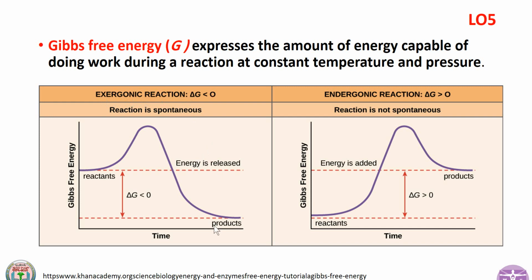So the product energy minus the reactant energy will be negative. The reaction is exergonic, and the reaction is said to be spontaneous because it does not need energy to be stimulated. It occurs spontaneously, and during this process there will be a release of energy.